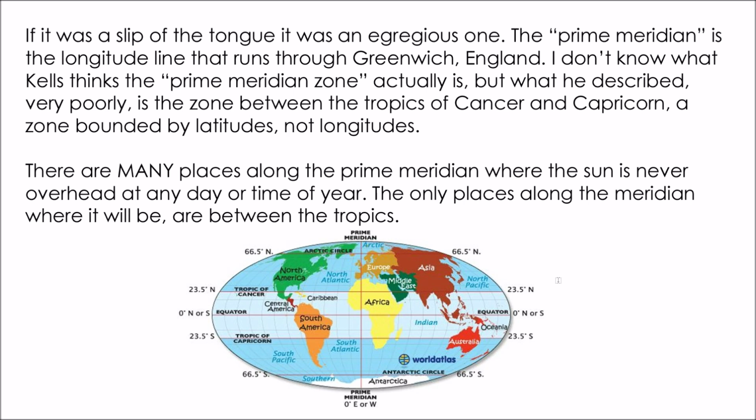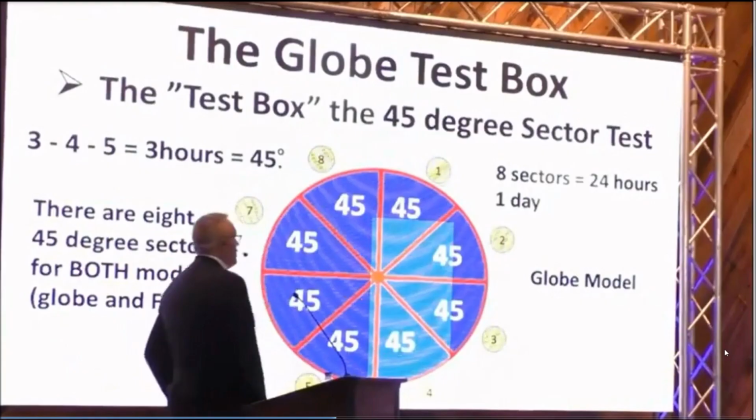If that's the case, the prime meridian zone is a meaningless phrase. Well, it's a meaningless phrase regardless. There is no such thing as a prime meridian zone. There's a prime meridian. The only zone in which the sun is at the zenith is between the tropics, which has got nothing to do with the prime meridian. So these are some fundamental misconceptions inside his view of what the heliocentric model is, and they come out right at the start here. This slide here explains the name for the 45-degree sector test.